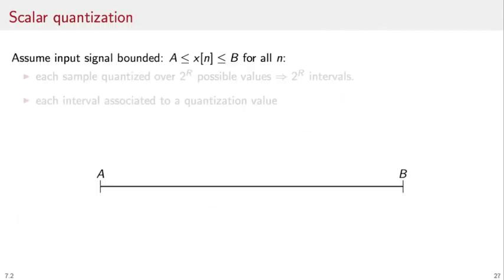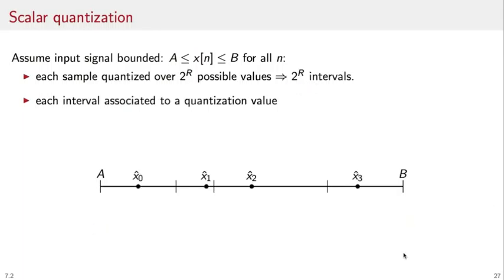Let's see what happens when we scalar quantize an input. Assume we know that each input sample is strictly between A and B. Each sample is quantized over 2 to the R possible values, because we are using R bits per sample, and this defines 2 to the R intervals over the range A to B. Each interval will be associated to a quantization value, which means that whenever the sample, say, falls into this interval here, it will be replaced by this representative value for the interval, and similarly for the other intervals.